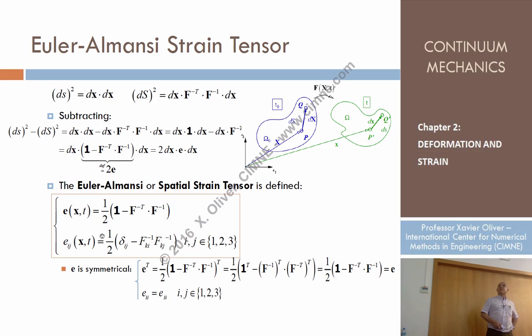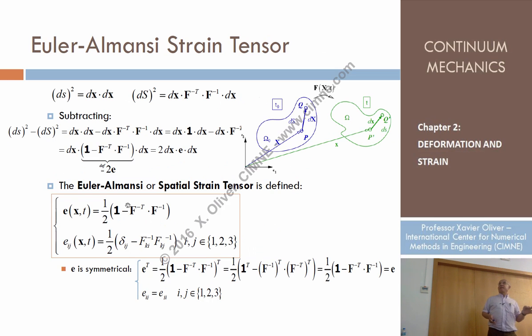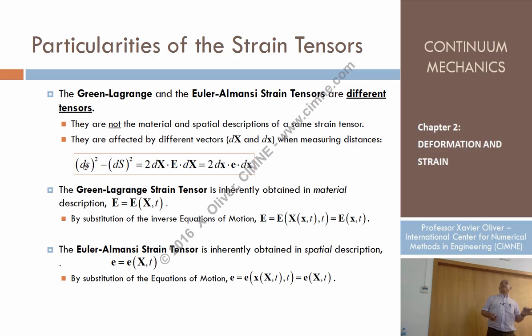And this strain tensor turns out to be this way. Look at this difference. I mean, that definition is not the same as this. It's another tensor. Again, this is not the material description of the other, or the other is not the spatial description of this. They are different tensors. Of course, they could eventually be defined in every description, material or spatial, but they are not the same. Why? Well, because they inform about the same distance, but through different operations.